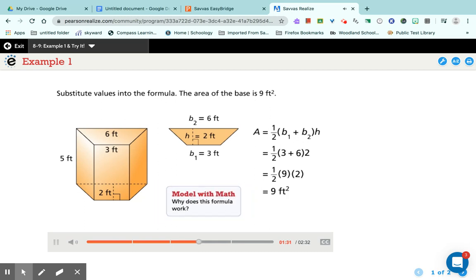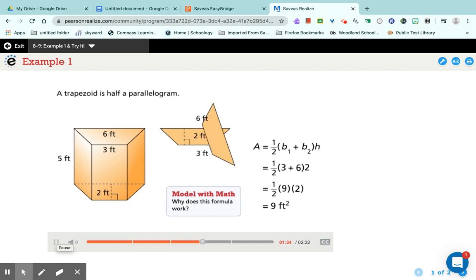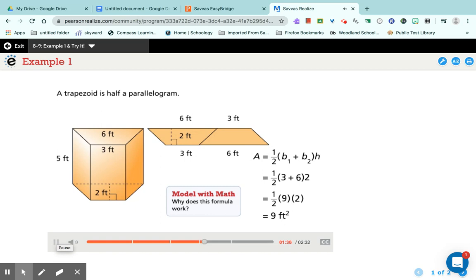Why does this formula work? Remember that you can think of a trapezoid as half of a parallelogram. The base of this parallelogram is the sum of the two bases of the trapezoid, and the height of the parallelogram is the same as the height of the trapezoid.